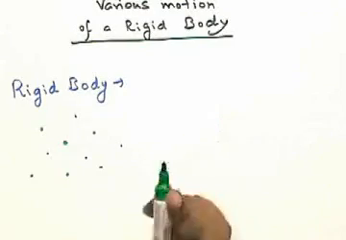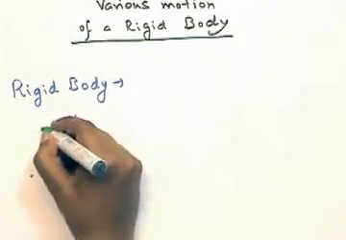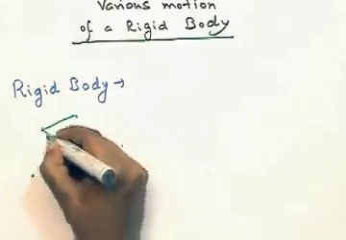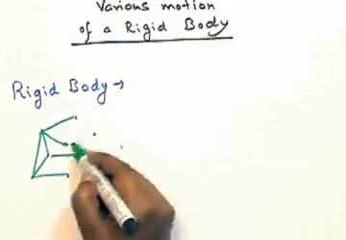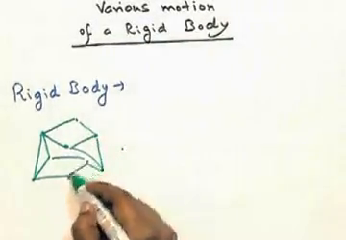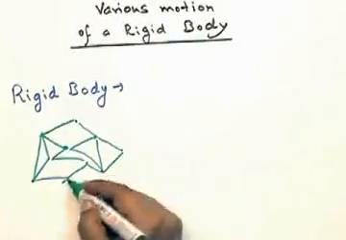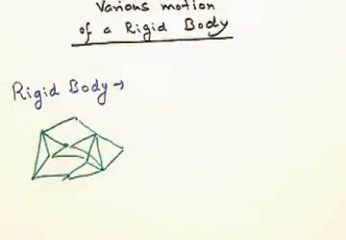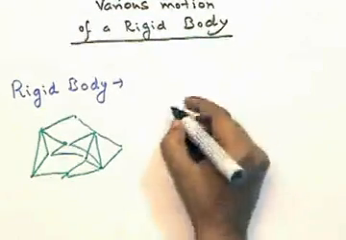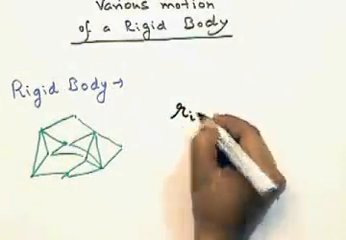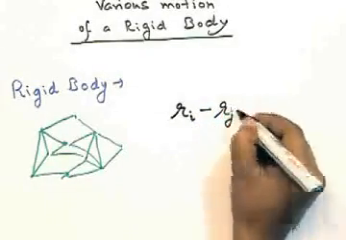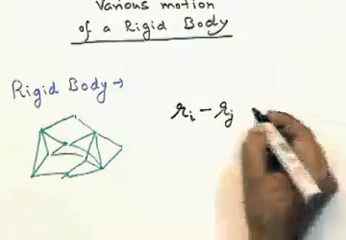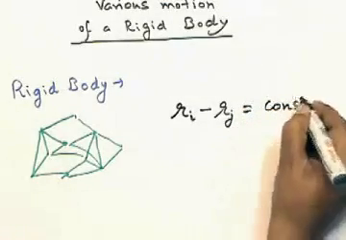but with one condition, that the distance among these particles individually should always remain constant. Meaning, we can also write this in a mathematical way: if Ri is the distance of the ith particle and Rj is the distance of the jth particle, it will always remain constant.